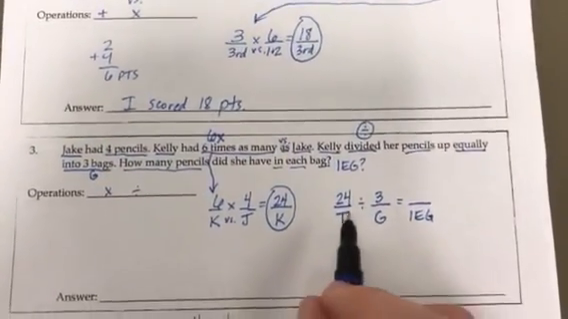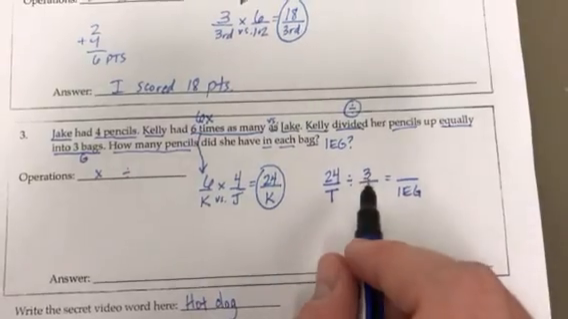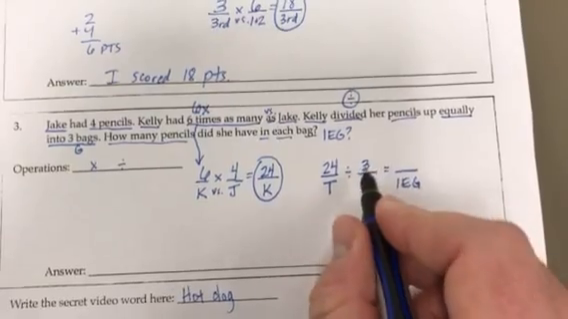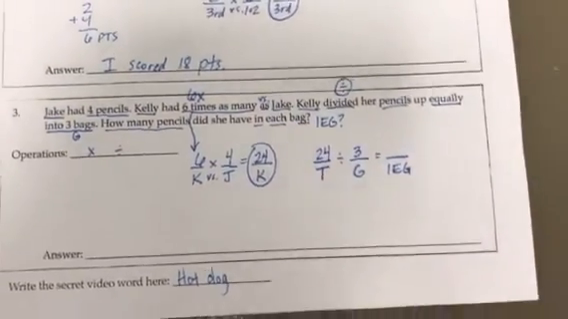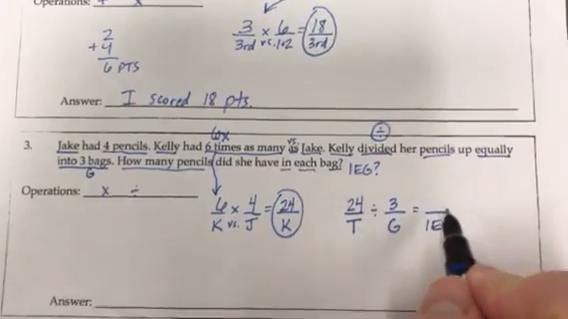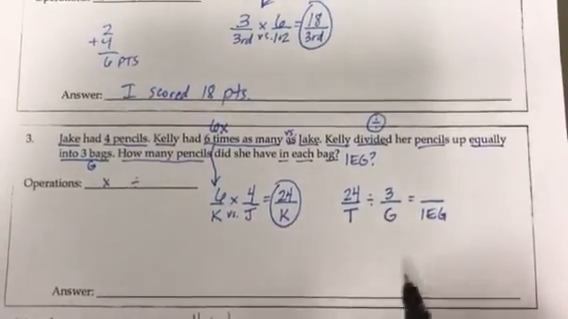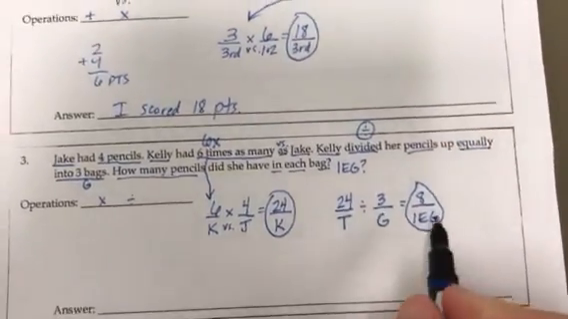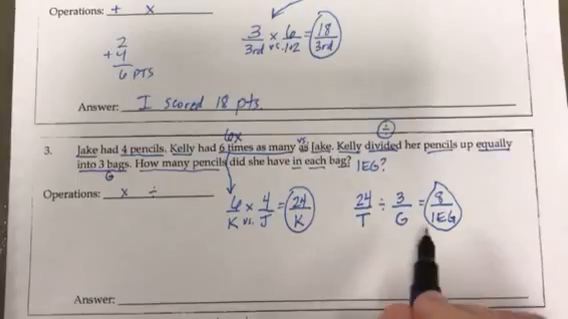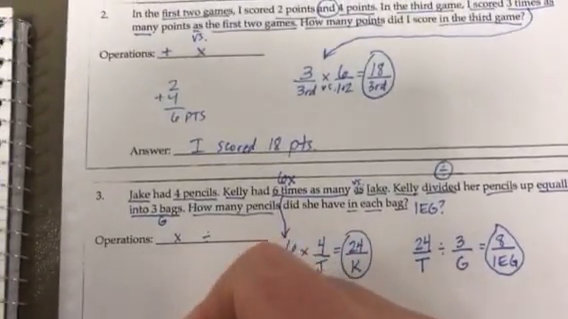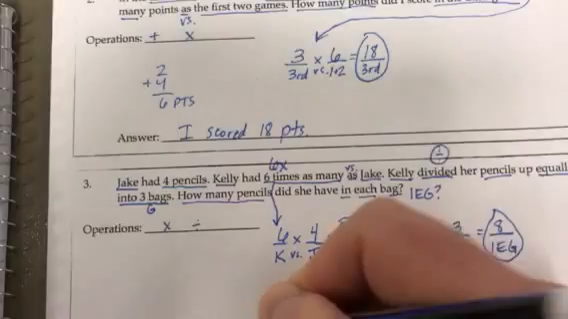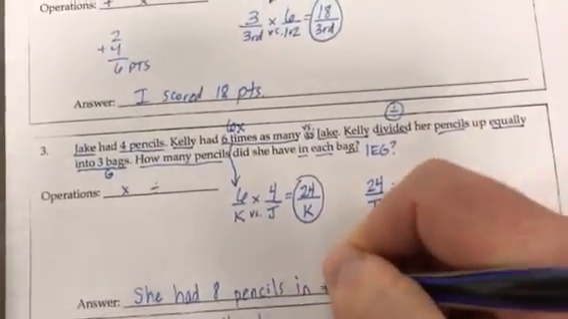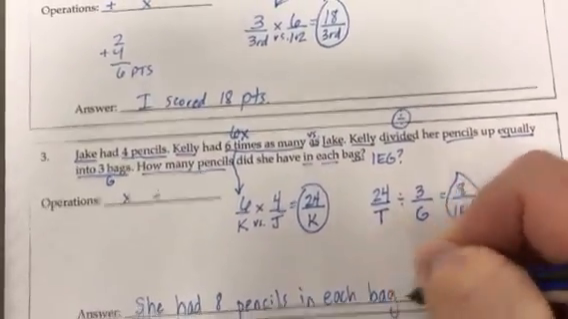And now we can either say 24 divided by 3 equals what, or we can actually say what times 3 equals 24. You can do it on a calculator if you need. So I'm going to ask myself the inverse: what times 3 equals 24? And I know 3 times 8 is 24. All right, so how many pencils did she have in each bag? She had 8 pencils in each bag. All right, that's it.